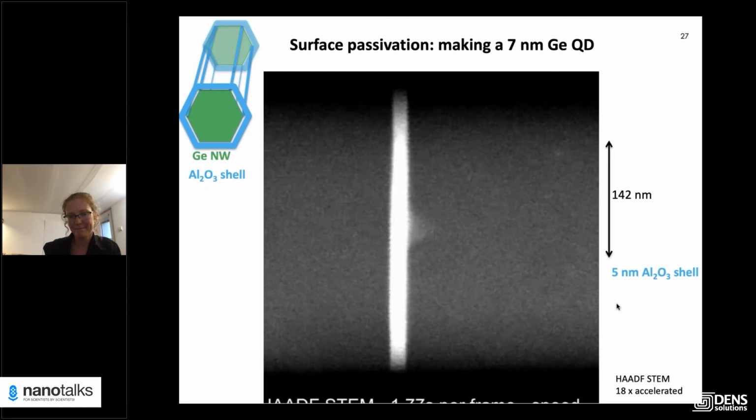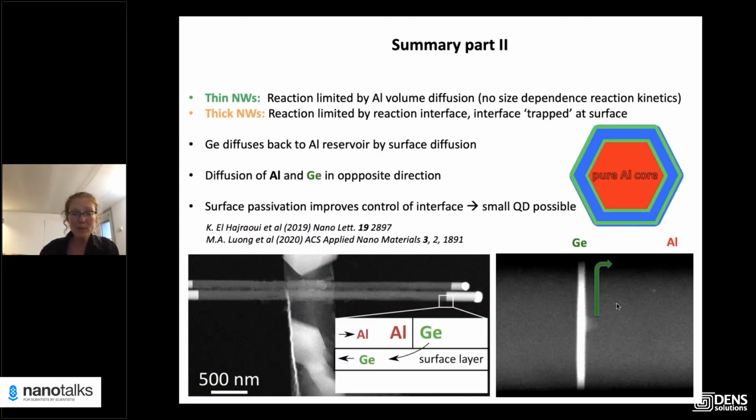So, summary of the second part. In thin nanowires, we observe that the reaction is limited by aluminium volume diffusion, as there is no clear size dependence of the reaction kinetics. In thick nanowires, the reaction appears limited by the reaction interface, and the interface can remain trapped at the surface. So this is likely related with roughness or surface defects.